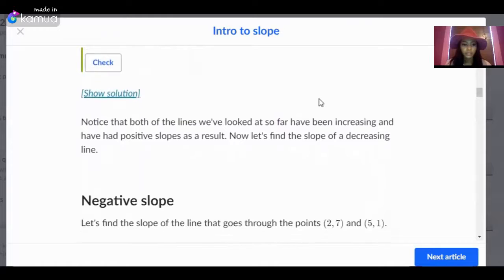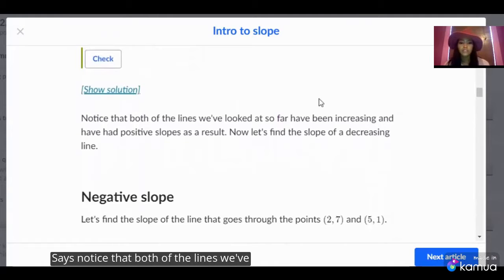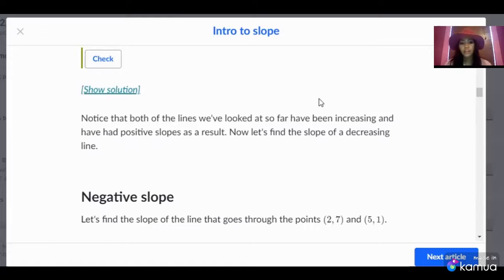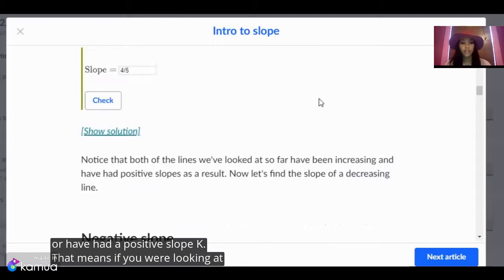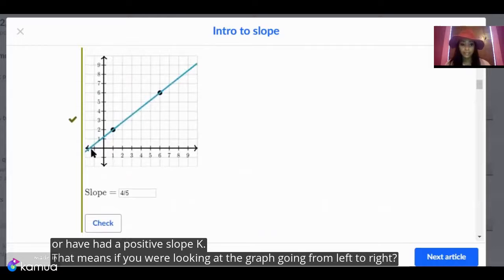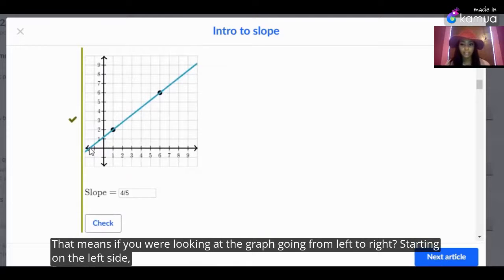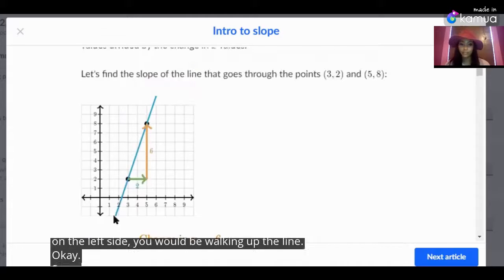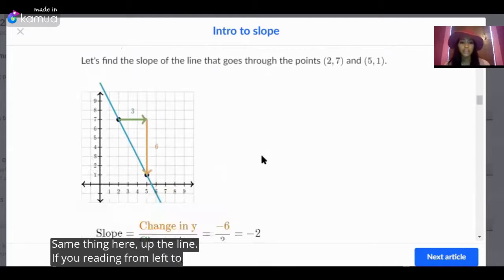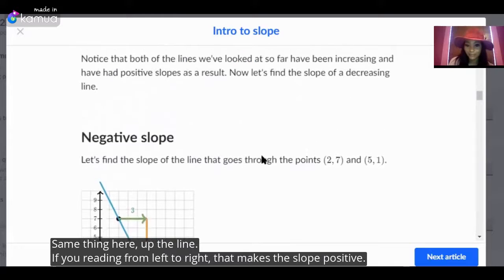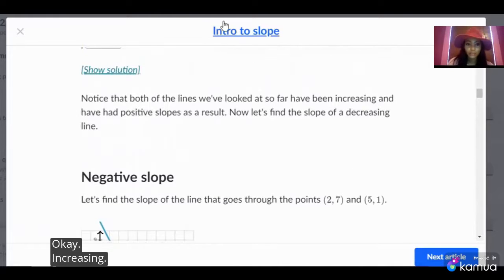It says, notice that both the lines we've looked at so far have been increasing or have had a positive slope. That means if you were looking at the graph going from left to right, starting on the left side, you would be walking up the line. Same thing here, up the line. If you're reading from left to right, that makes the slope positive. Increasing or positive.